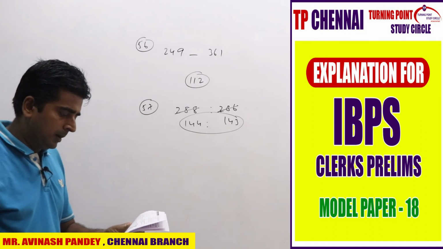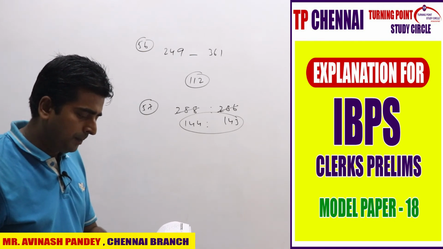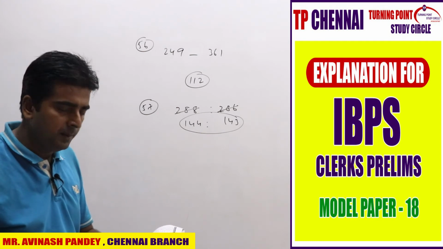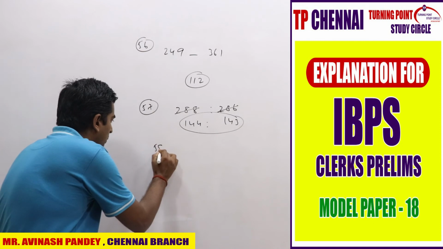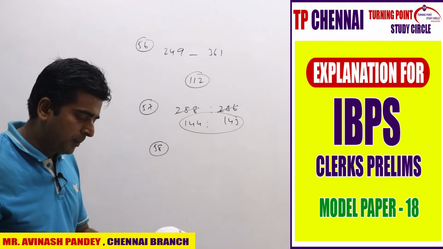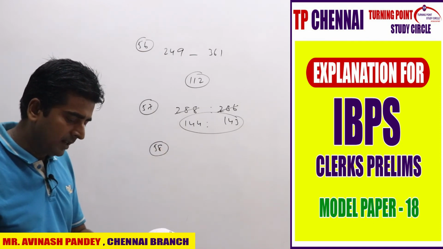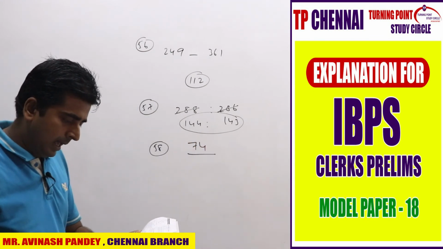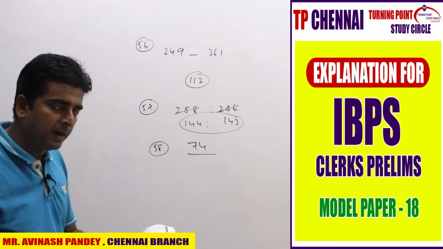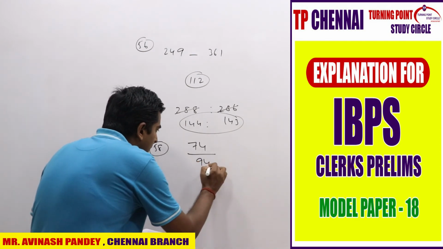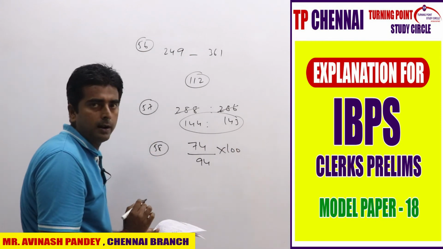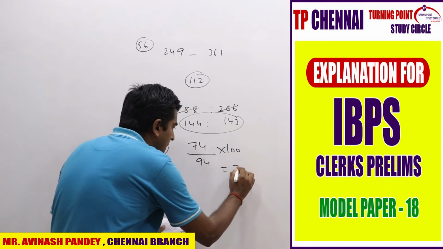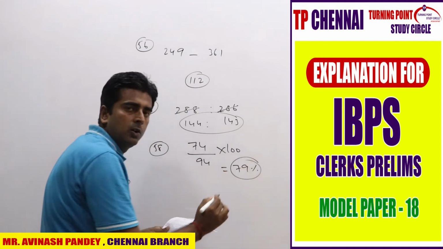Third one: the number of women in the production department of company E is approximately what percent of the number of women in the marketing department of company B? What they have given you for the production department, how many women are there? It is nothing but 74 based upon the table. And the number of women in the marketing department is nothing but 94 into 100 in 200. So when you simplify here, your answer is approximately 79%.